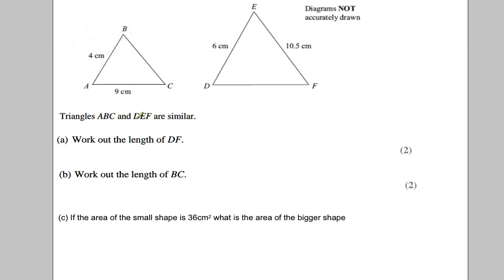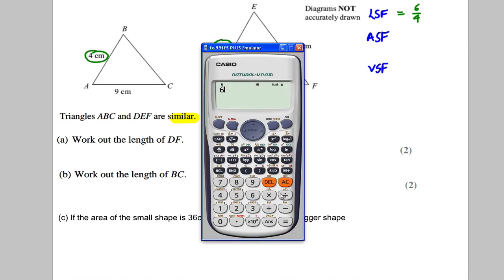Okay, so we are told that these shapes are similar, and straight away we go over here and work out our length scale factor, our area scale factor. We don't need volume actually here because it's not a 3D shape. Okay, you could work out your volume scale factor, but it's not necessary. So length scale factor, we have the 6 here and the 4 here. So the length scale factor is 6 divided by 4, and if you get your calculator and do that, 6 divided by 4, you get yourself 1.5.